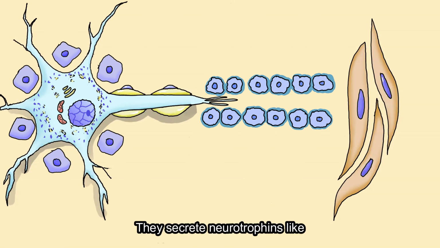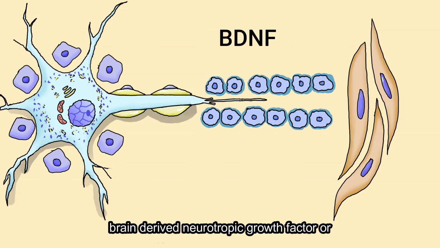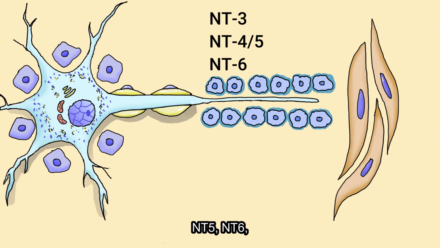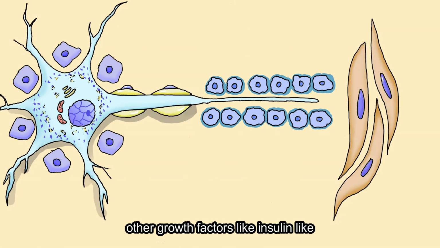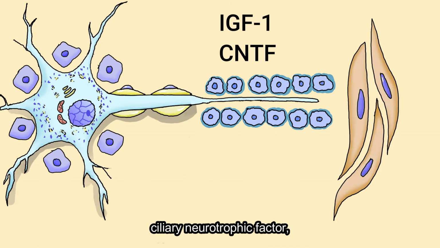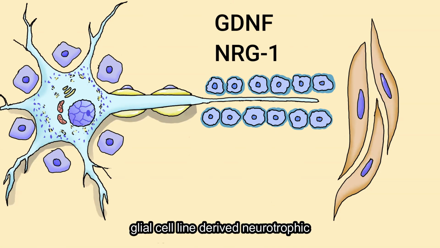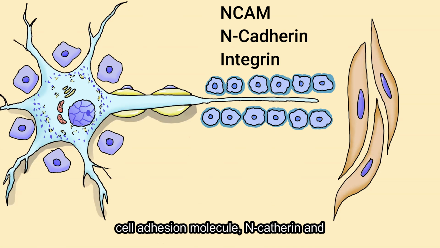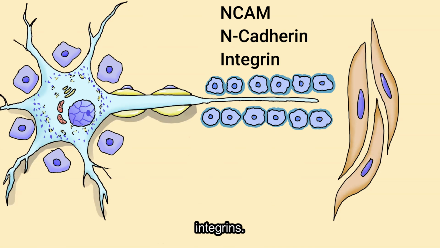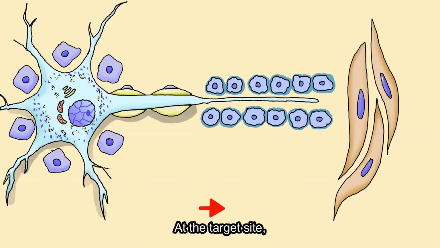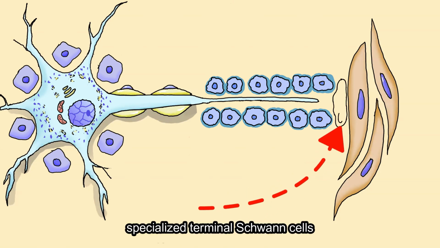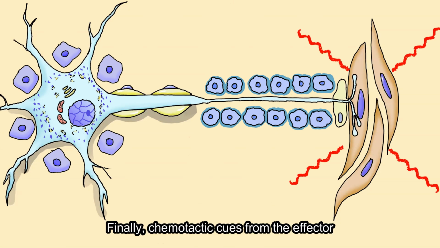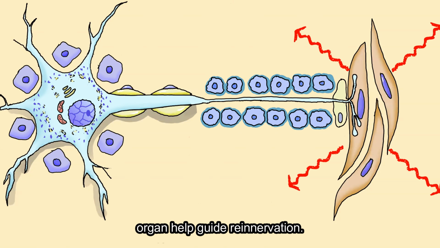They secrete neurotrophins like brain-derived neurotrophic factor or other neurotrophic factors like NT3, NT4/5, NT6, other growth factors like insulin-like growth factor, ciliary neurotrophic factor, glial cell line derived neurotrophic factor, neuregulin 1, and adhesion molecules like neural cell adhesion molecule, N-cadherin, and integrins help in axonal guidance. At the target site, specialized terminal Schwann cells direct the axon towards its original innervation zone. Finally, chemotactic cues from the effector organ help guide reinnervation.